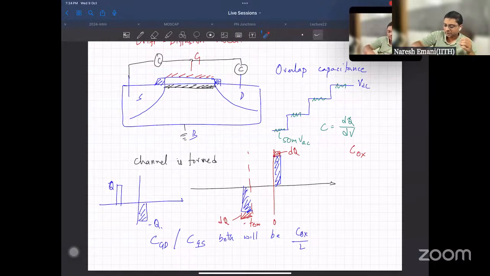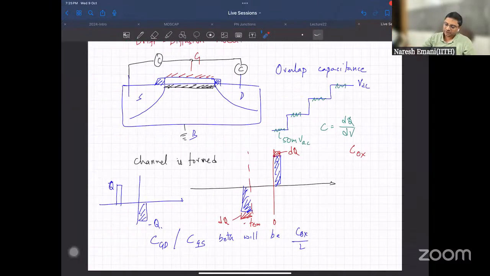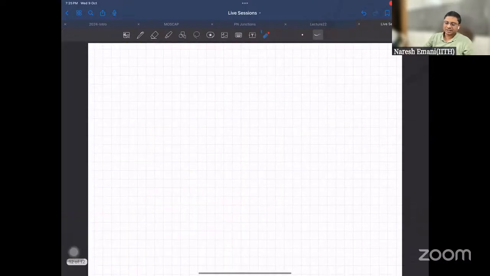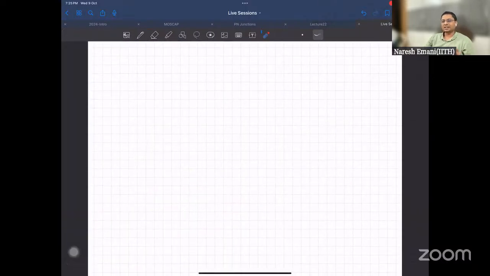If you have a MOS cap, of course there's going to be some difference here because it's easier in some sense. You have the LFCV and HFCV. There's only the gate and the bulk capacitor. There's nothing else.